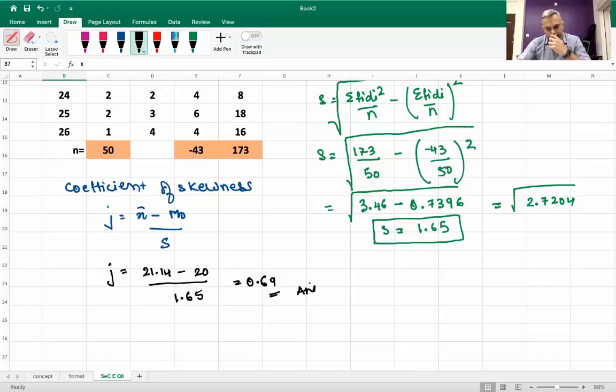Answer. Now, if you are asked to interpret, then here you have to interpret that it is a positively skewed data because the answer you are getting is a positive number. If it is negative, then it's a negatively skewed data. If it is positive, then it's a positively skewed data. Please do the needful.